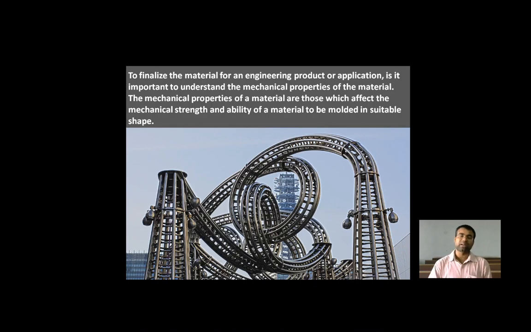This is the roller coaster ride, which is made of pure metal, and you can see the circumference and the design, where the bending and stretching in that area is all load borne by this material. So it is very important to finalize the material before launching any product. The mechanical properties of a material are those which affect its mechanical strength and the ability of the material to be molded into a suitable shape, and that is how these structures are made and sustain their workability according to their working condition.